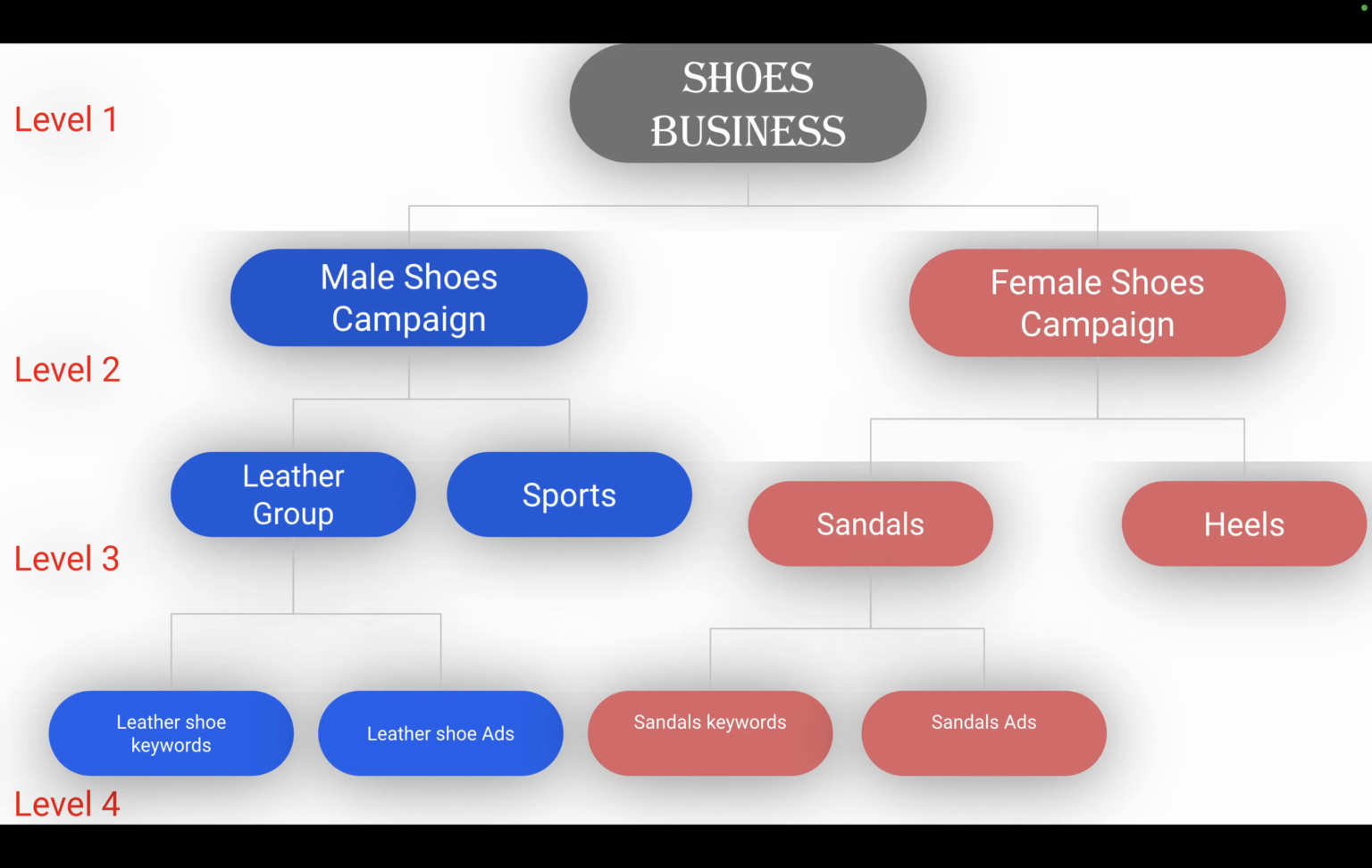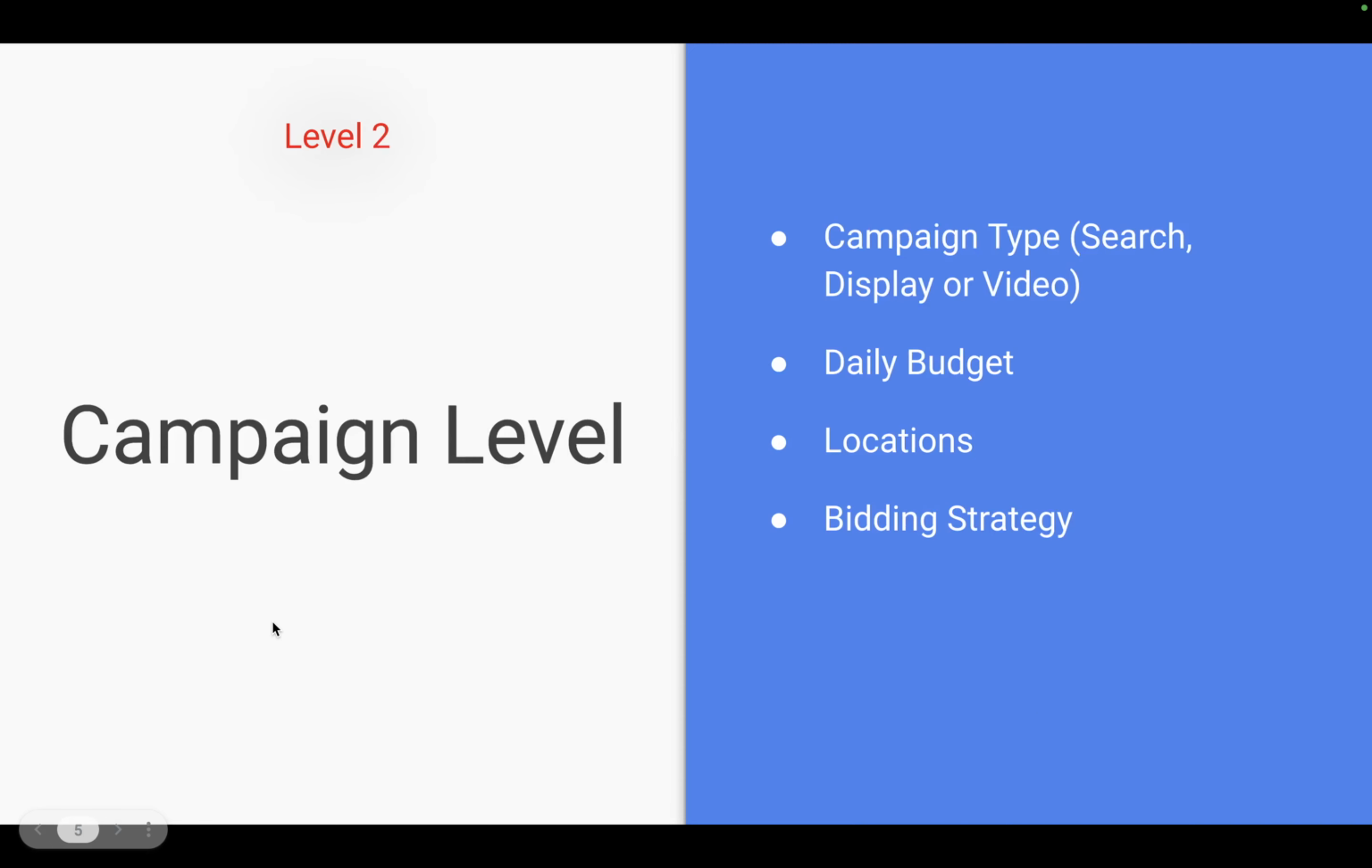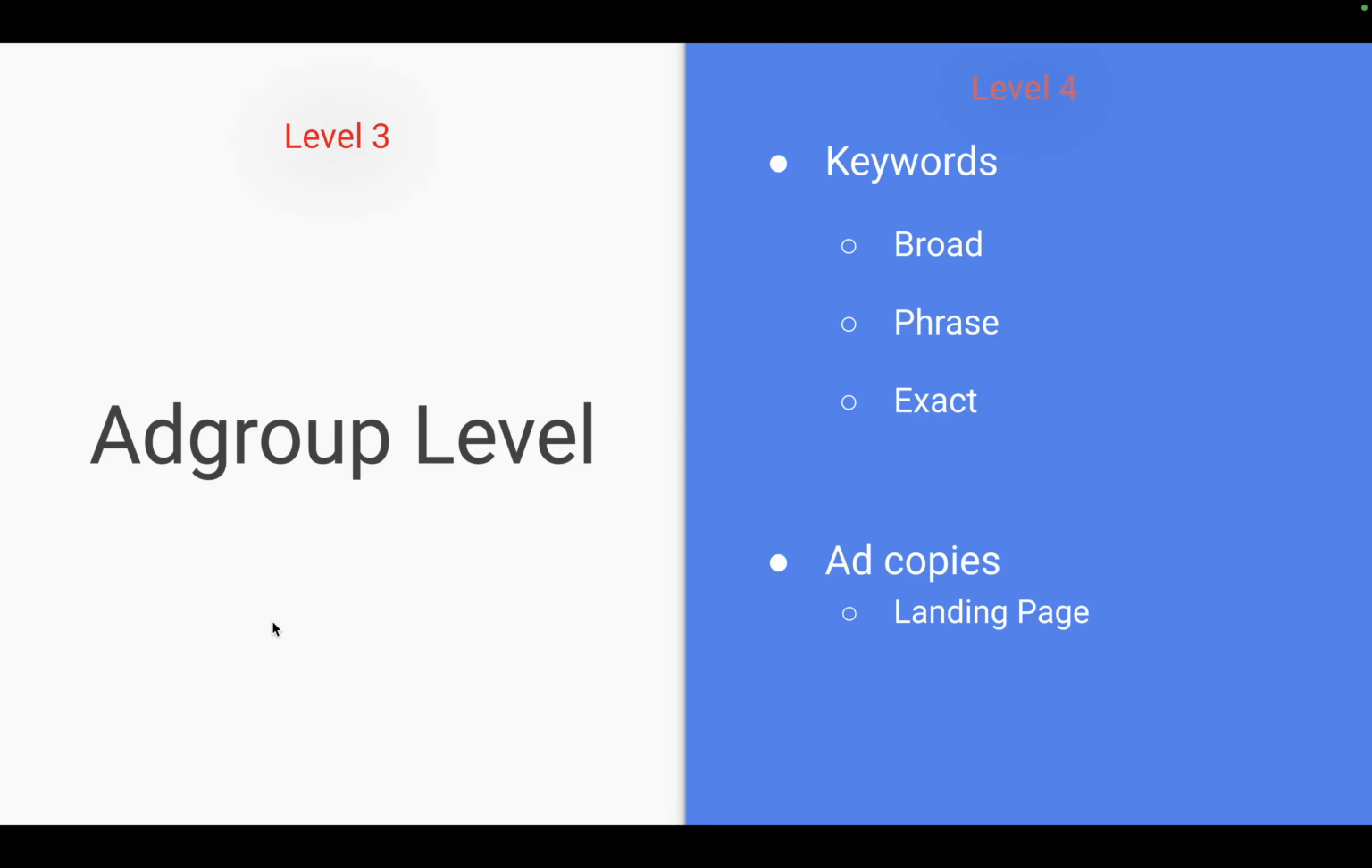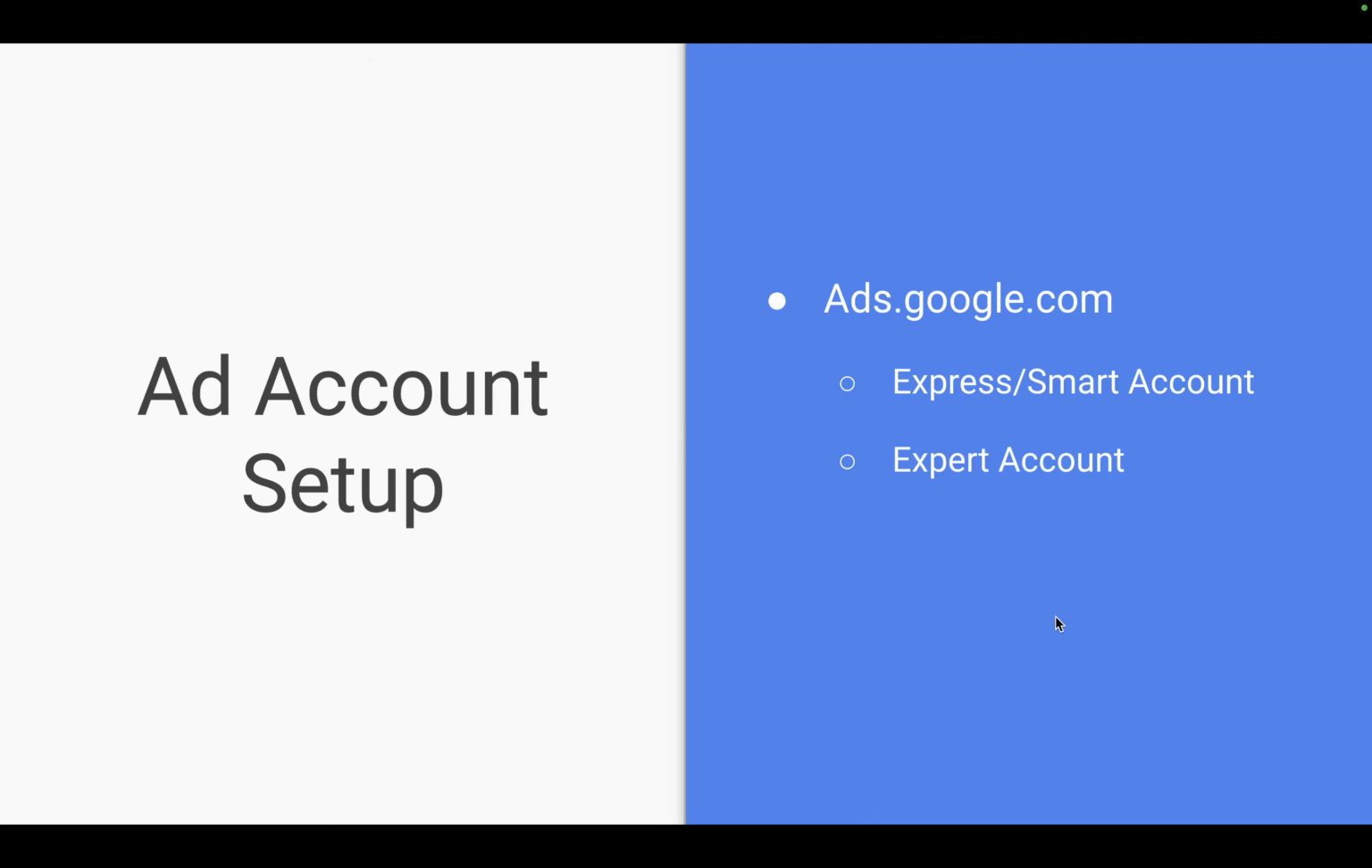So that's how we can structure the groups so that we only connect to the customer who is looking for leather shoes over here. Now, at level 2, we simply set up these settings. Then at level 3, within the group, we simply add the keywords and the ad copies. The keywords can be added in 3 different formats, which are broad keywords, phrase keywords, or exact match keywords. And the ad copy can have the landing pages related to that particular group. And then finally, we can set up a Google Ad account by getting into ads.google.com.